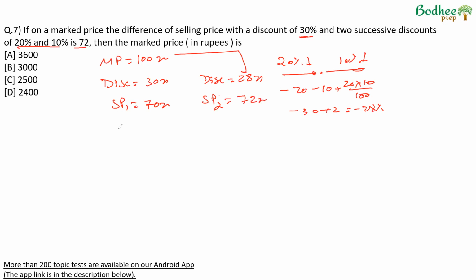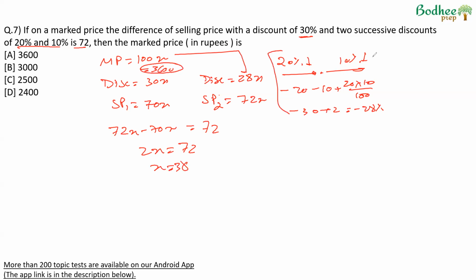The difference is 72, so 72x minus 70x is the difference in selling price. So 72x minus 70x is given as 72, 2x is equal to 72, x is equal to 36. Then the marked price is 36 into 100, which is 3600, and that becomes the answer.